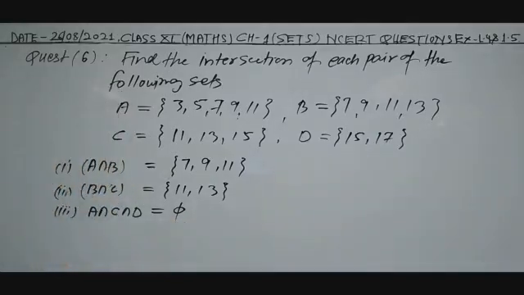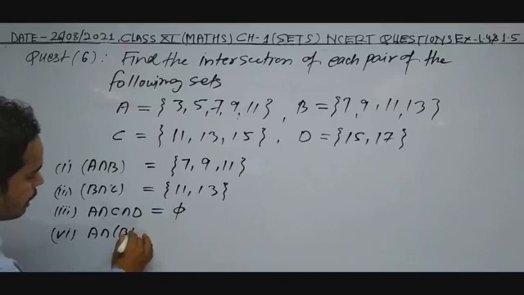Now come to the next part. Suppose A intersection B union C. This is the sixth part: A intersection B union C.